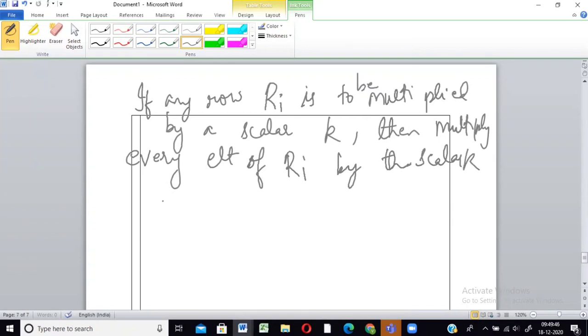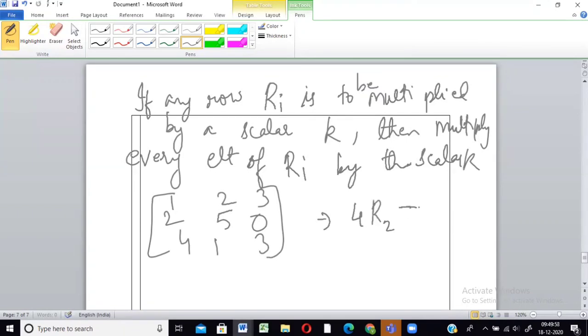Suppose you have a matrix something like this: 1 2 3, 2 5 0, 4 1 3, and the operation it is undergoing is 4R2. So what will this become? 4R2 means R2 is the second row, so only the second row you are multiplying with 4. That doesn't mean only 2 should be multiplied by 4 or only 5. All the elements of the second row will get multiplied with 4. That is 2 fours are 8, 5 fours are 20, 0 into 4 is 0. Row 1 and row 3 will remain unchanged: 1 2 3 and 4 1 3 as they are.